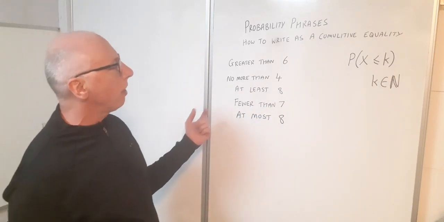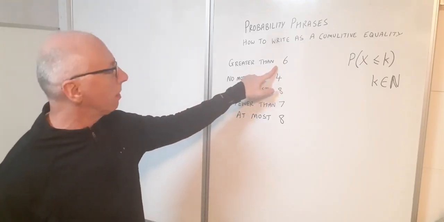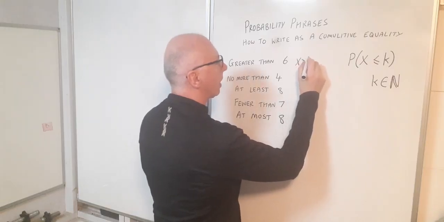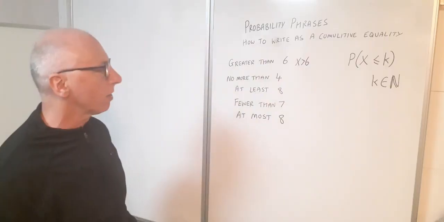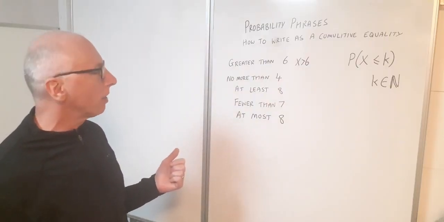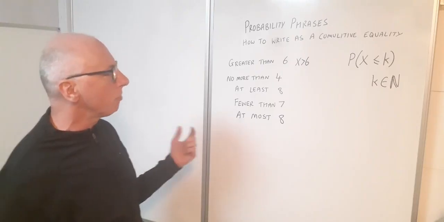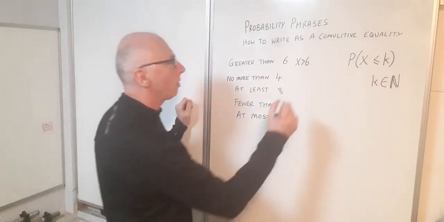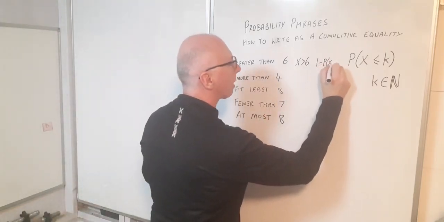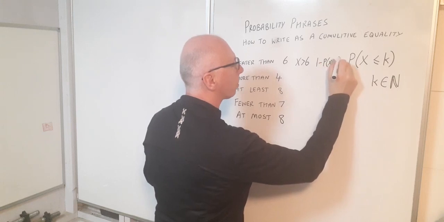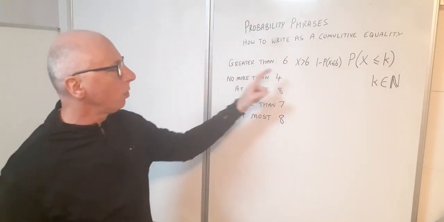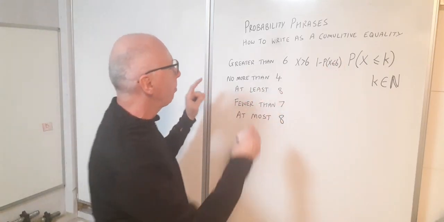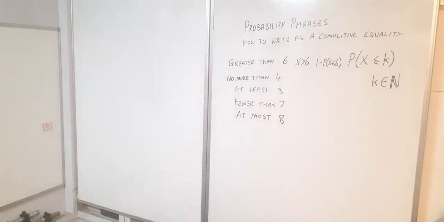So greater than 6. What that's saying is, first of all, that x is greater than 6. It's not allowing equal to 6. So probability of x is greater than 6. What we want is the reciprocal of the less than or equal to. So we want to write that in terms of 1 minus probability x is less than or equal to 6. Because then that will exhaust all the values of x from 7, 8, 9, 10 all the way upwards. So that would be a way of writing greater than 6.